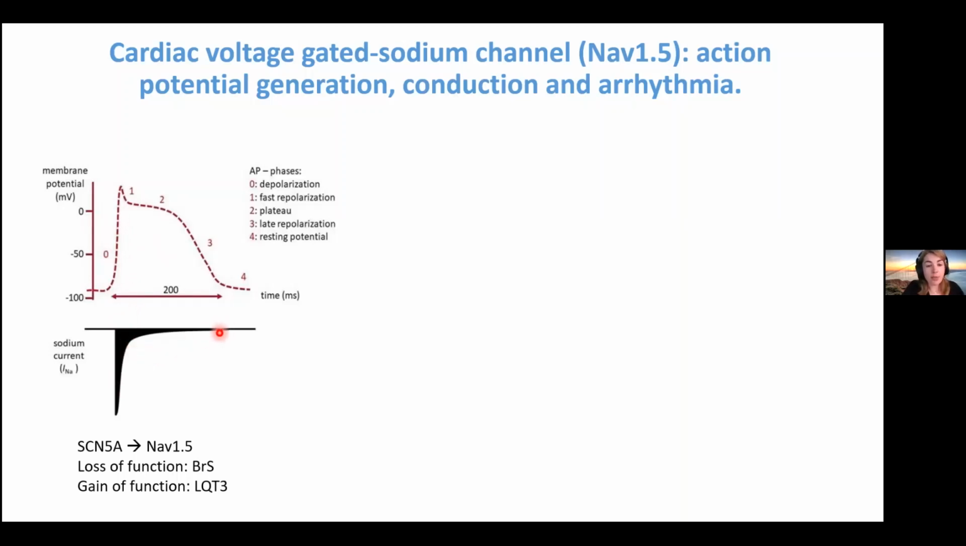NaV1.5 is encoded for by the SCN5A gene, and to date, more than 100 mutations have been identified in NaV1.5. And in particular, those inherited mutations which are associated with loss of function are associated with Brugada syndrome. And those that confer gain of function are typically associated with long QT3. But there's also aberrant NaV1.5 function in certain acquired cardiac disorders, including myocardial infarction and cardiac failure.